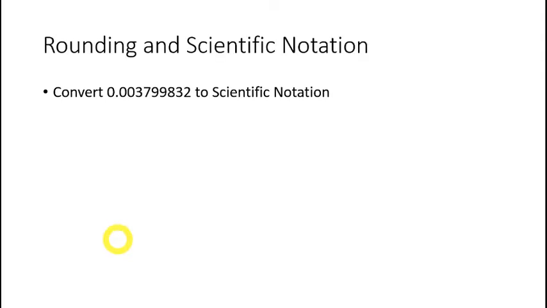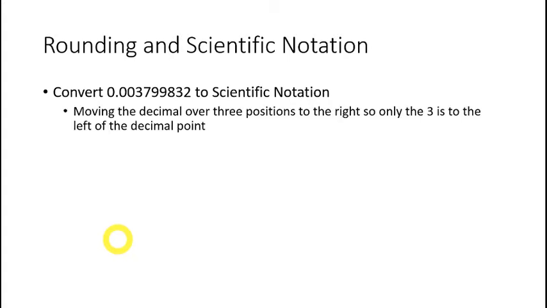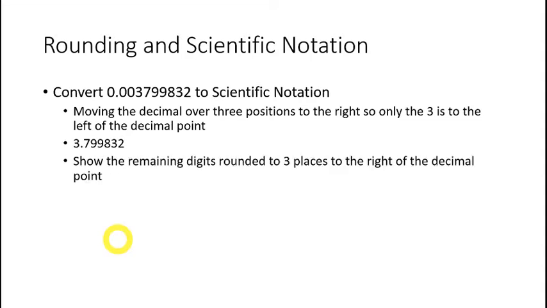Okay. Let's look at rounding in scientific notation. It's a concept I think sometimes it's hard for students to grasp, but hopefully this will clear it up. So we have another small number here that we need to convert to scientific notation. So we're going to move that decimal point over 3 places to the right. So we only have that 3 to the left of the decimal point, and that gives us that number there. And then the remaining digits need to be rounded.